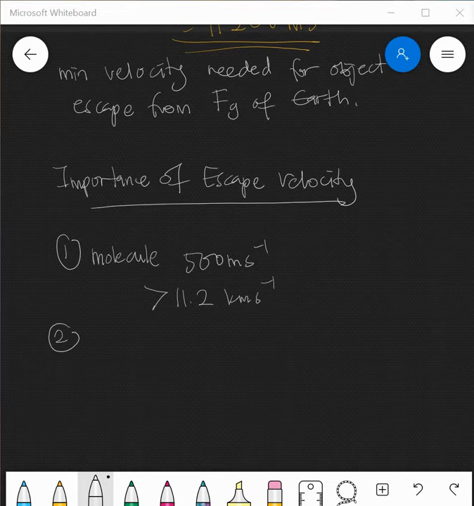Kalau tak ada molekul-molekul ni, kita takkan ada layer of atmosphere. Okay, next, the second importance is, okay, it enables jets, aeroplanes to fly at a speed lower than escape velocity. Okay, jets, aeroplane kena fly lower lah, lagi rendah daripada 11.2. Kalau kapal terbang tu laju sangat, lebih tinggi daripada 11.2, dia akan keluar daripada atmosphere, dia akan terbang bawa awak pergi ke outer space. Kita tak naklah benda tu terjadi.